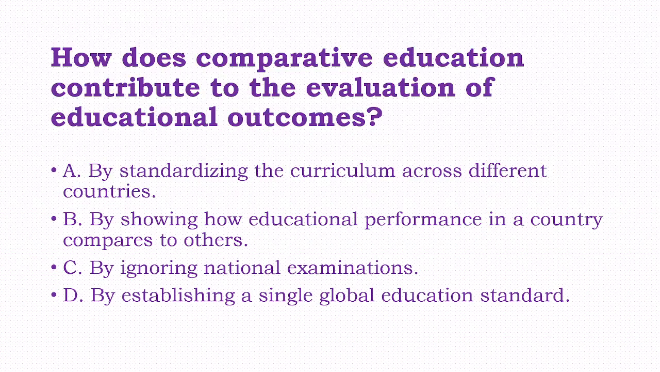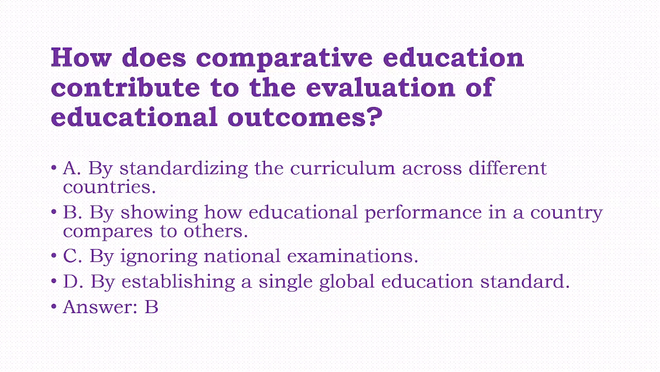How does comparative education contribute to the evaluation of educational outcomes? Options: by standardizing the curriculum across different countries, by showing how educational performance in a country compares to others, by ignoring national examinations, by establishing a single global education standard. Answer of this question is option B, that is by showing how educational performance in a country compares to others.